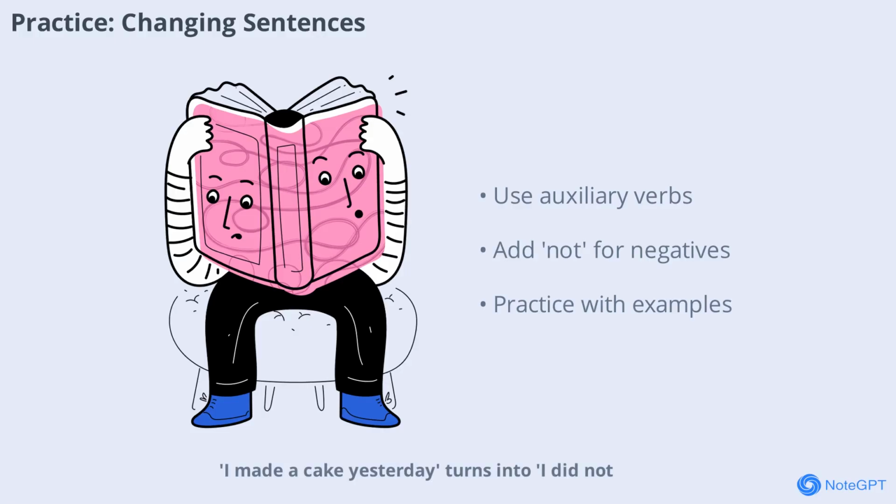This pattern continues with other examples. I made a cake yesterday turns into I did not make a cake yesterday, and did I make a cake yesterday? Practicing these transformations helps you master both the structure and the subtle meanings behind negative interrogative sentences.